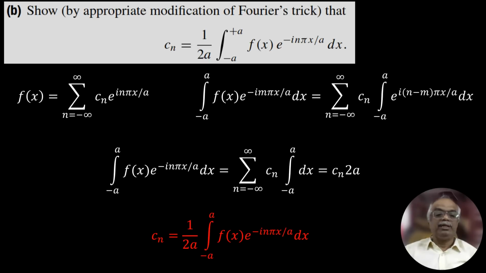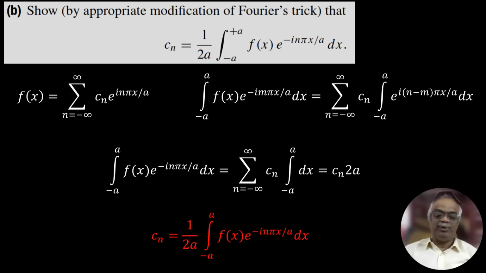Subdivision P is so by appropriate modification of Fourier tricks that Cn is equal to 1 over 2a integral between minus a to plus a f of x e power minus i n pi x over a dx. So now we have seen that f of x in terms of Fourier series is summation over n equal to minus infinity to plus infinity Cn e power i n pi x over a. Just now we have seen this.